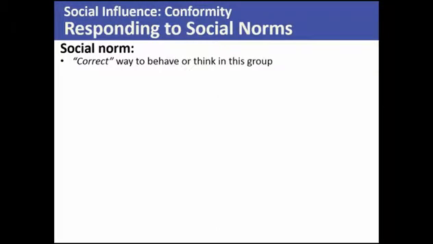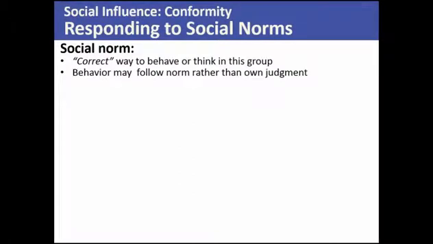Okay, so staying on the topic of conformity, sometimes we are conforming to go along with what we perceive to be the norms for the group, the expectations for the group. A social norm is defined as the, I put in quotation marks, correct way to behave or think in this group. And every group has its own norms. Every group has its own expectations. So as a member of a group, you're sensitive to what the norms are, and you try and behave in a way that corresponds.